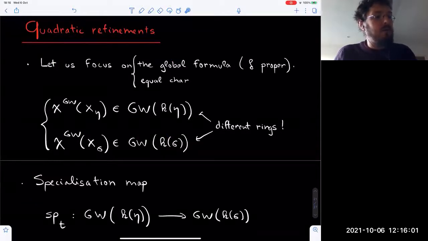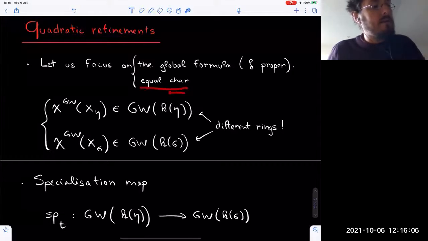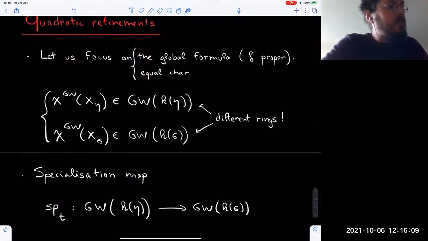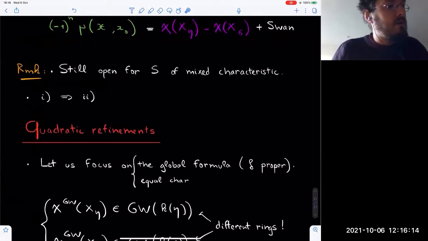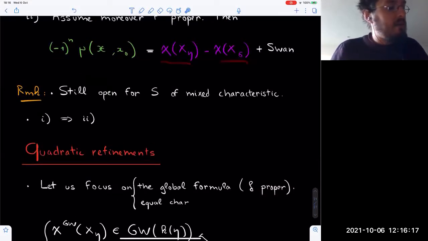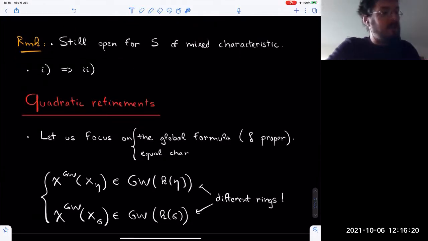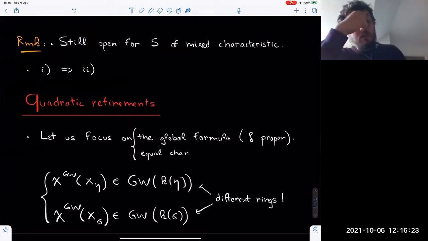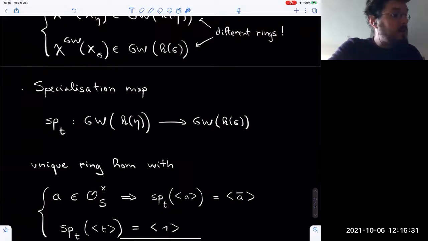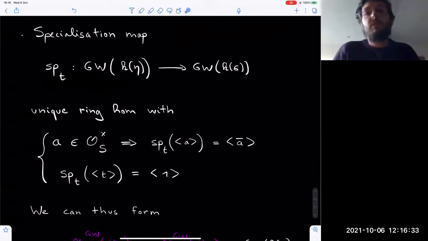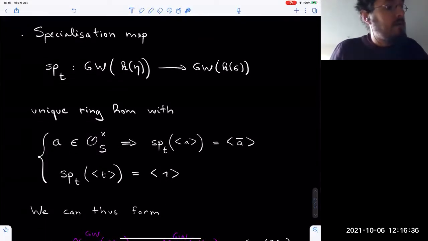And so I will first focus on the global formula for f proper and only in the equal characteristic case. The first obstruction to a possible refinement is that we look at this formula, we have these two terms, but now they live in different rings. They are not integers anymore. One lives in the Grothendieck-Witt ring of the residue field at the generic point, and one at the closed point. But what we have is a specialization map on Grothendieck-Witt rings. And this really depends on the choice of the uniformizer.